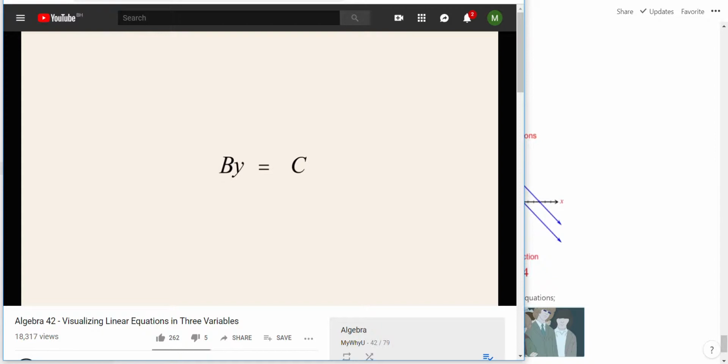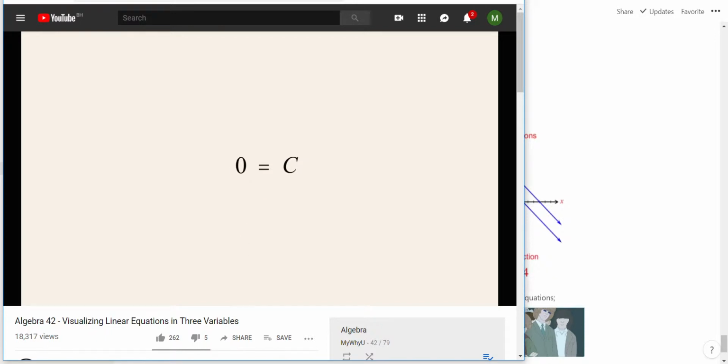Even though that variable is no longer included in the equation, it is understood that the variable still exists and is free to take on any value. This is why in a standard form linear equation, a and b cannot both be 0, since this would eliminate both variables from the equation.